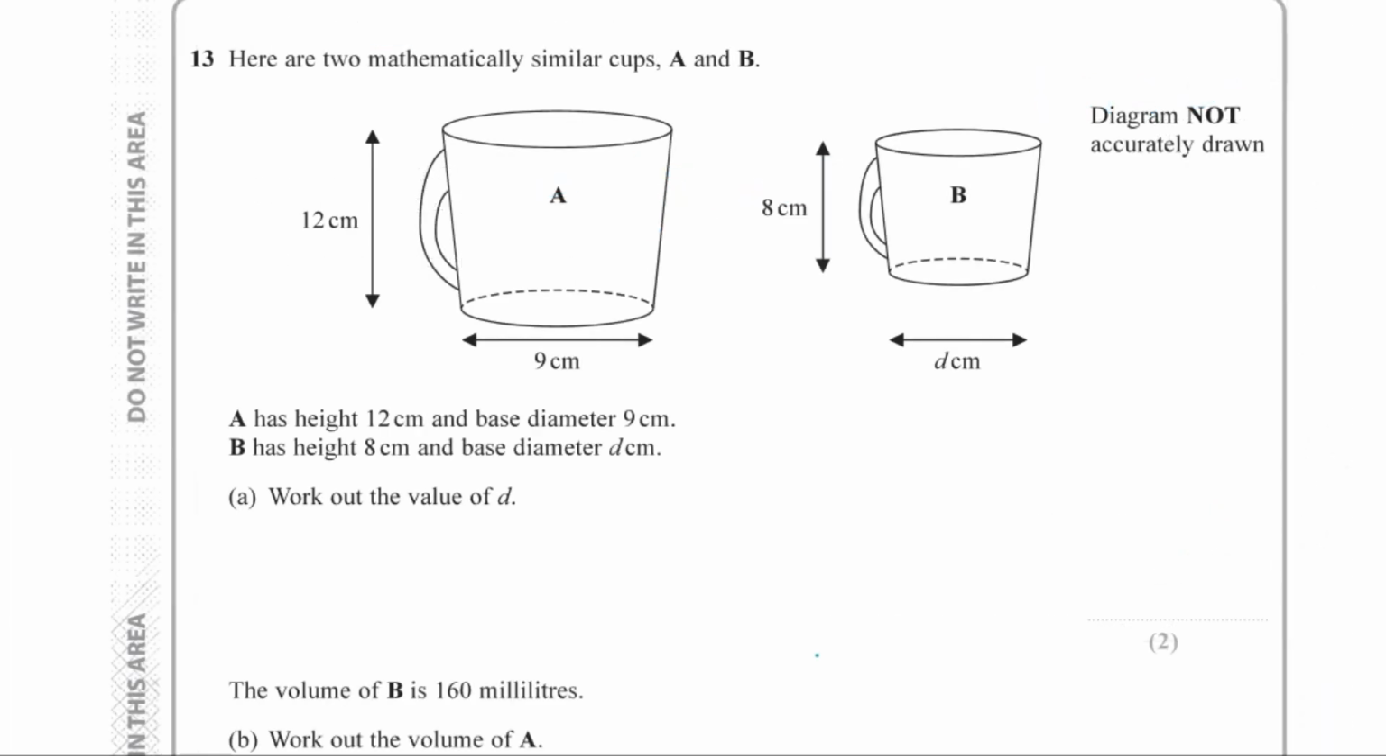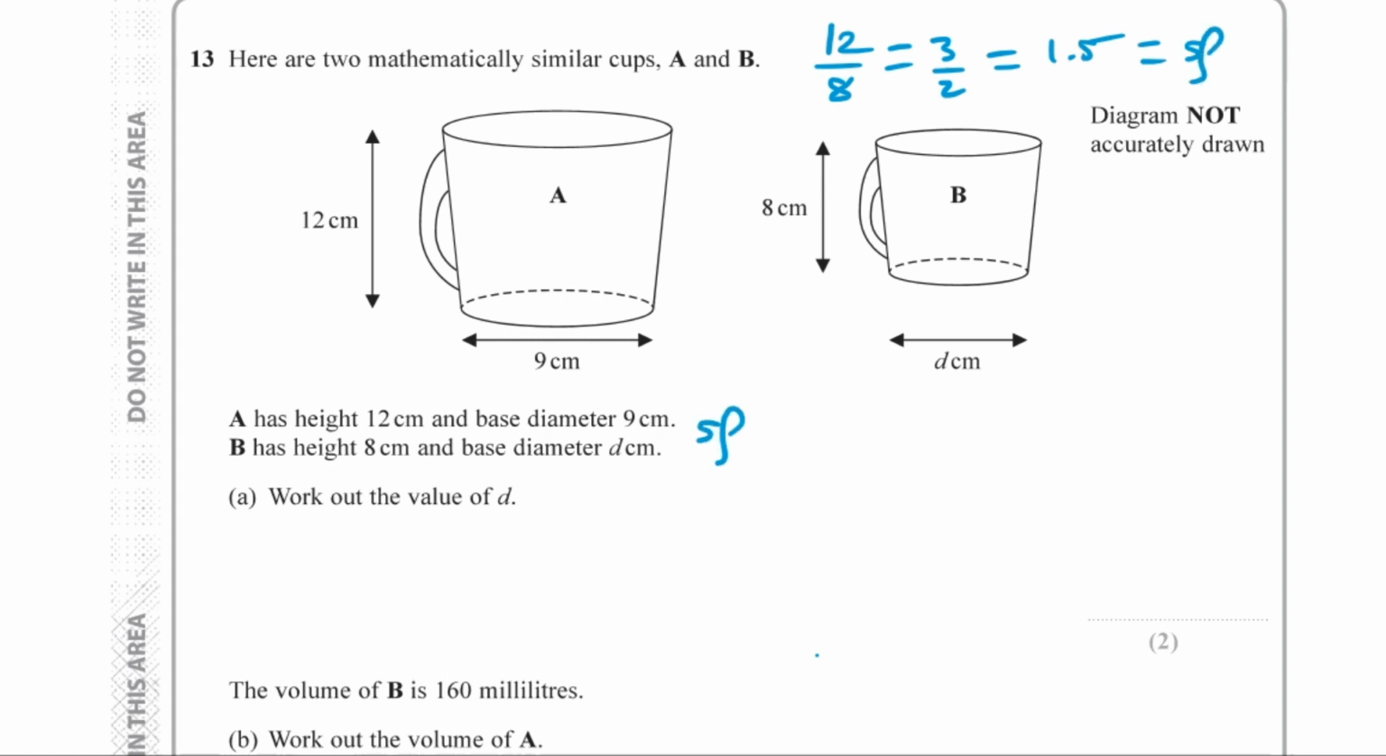On to question 13. 13 shows you two mathematically similar cups, A and B, which means that all the lengths, all the angles, so the angles are the same, but the lengths are scaled up. And in this case, we can see that we've gone from 12 to 8. So what can we do with 12 divided by 8? Well, 12 divided by 8 here is the same as, if I divide top and bottom by 2, the same as 3 over 2, which is 1.5. So 1.5 is what we call a scale factor here. So I can go ahead and say this is a scale factor.